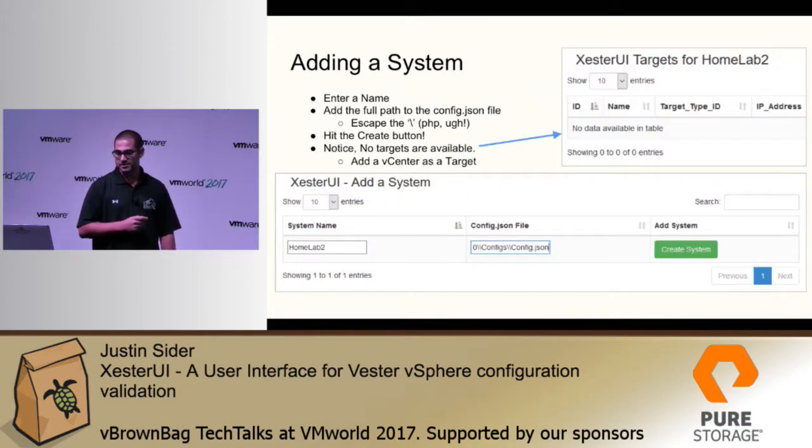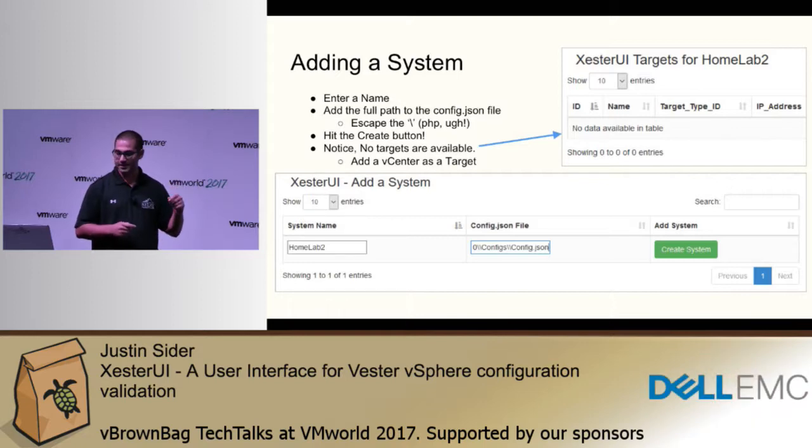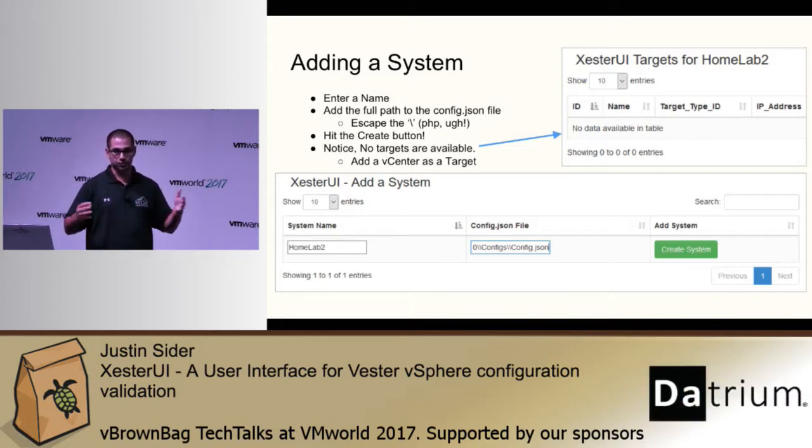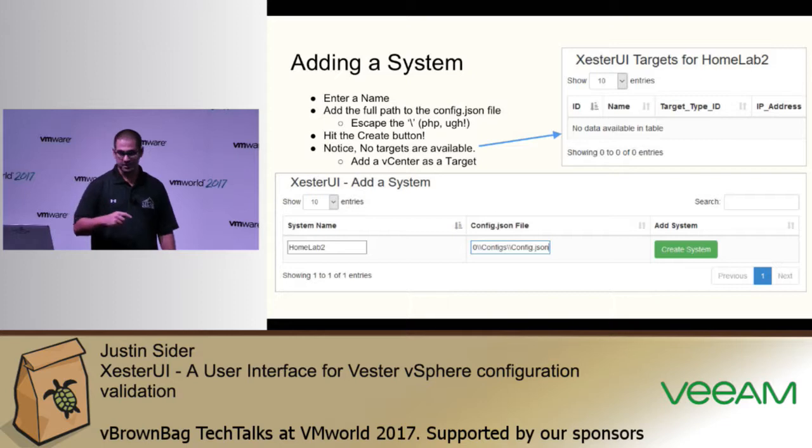All right, adding a system. There's a button for it. I didn't show the context menus on the left-hand side, so I apologize for that. On my blog, you can see the full web. So you would enter a name, you'd enter a full path. You have to escape the backslashes because that's a PHP thing. It doesn't affect PowerShell or anything like that. And then hit the create button. It'll generate it. And then the next thing is adding vCenter.